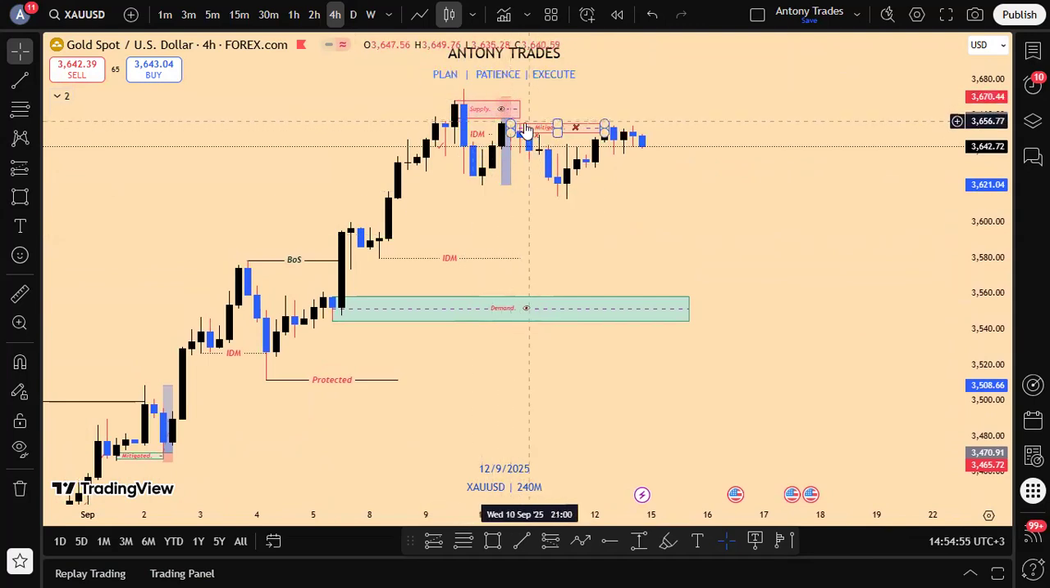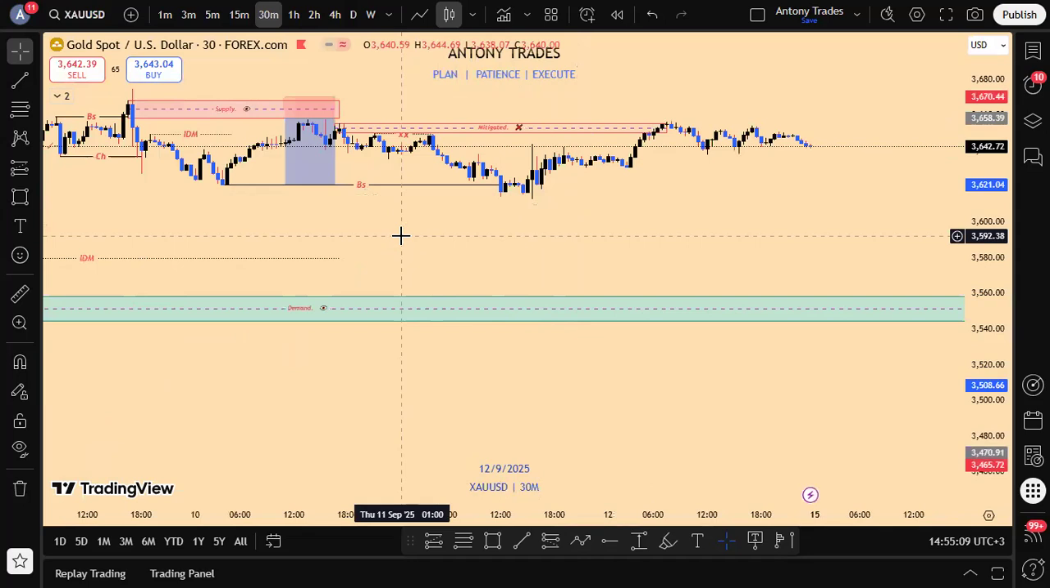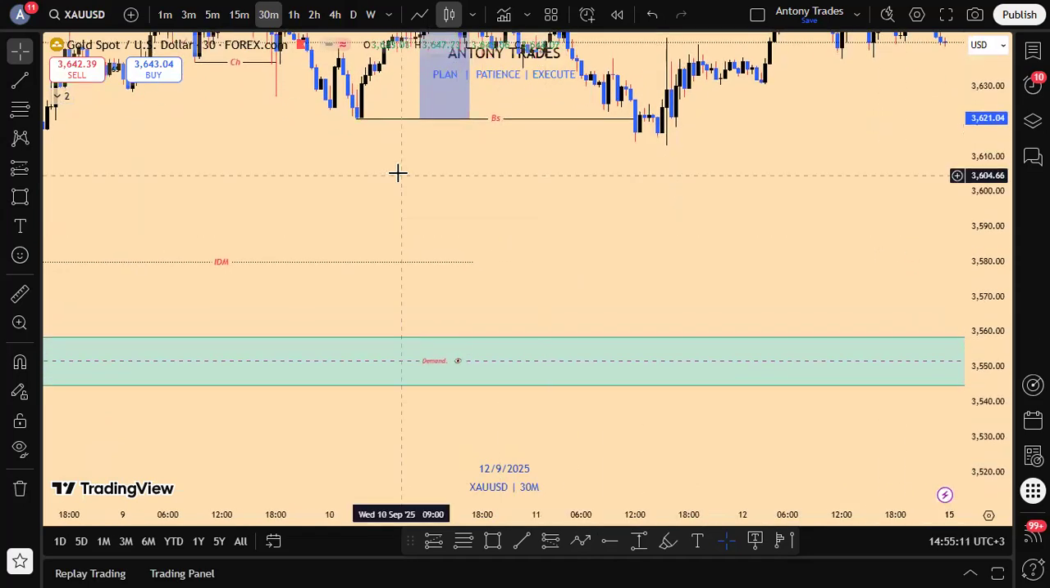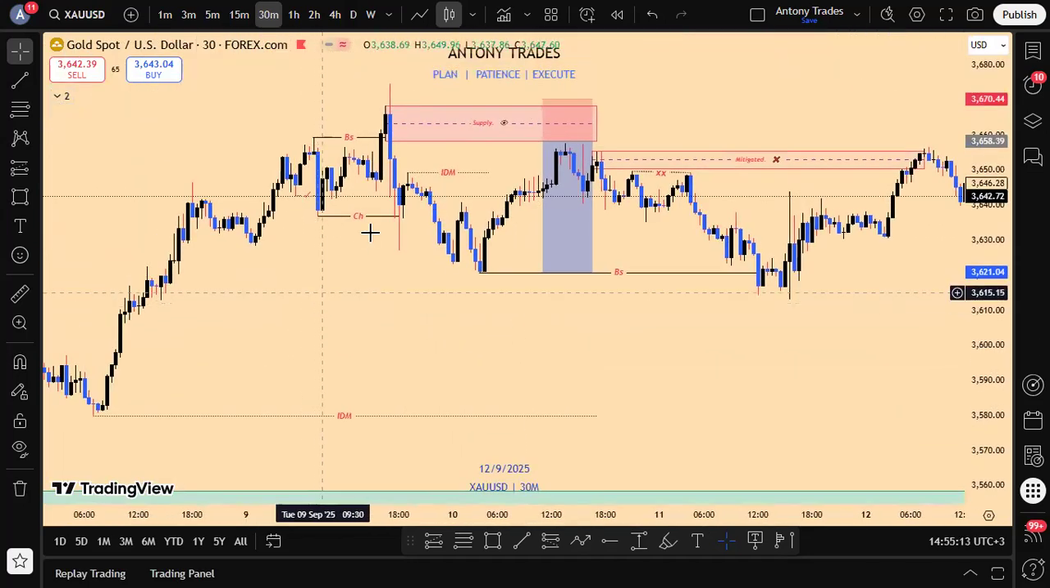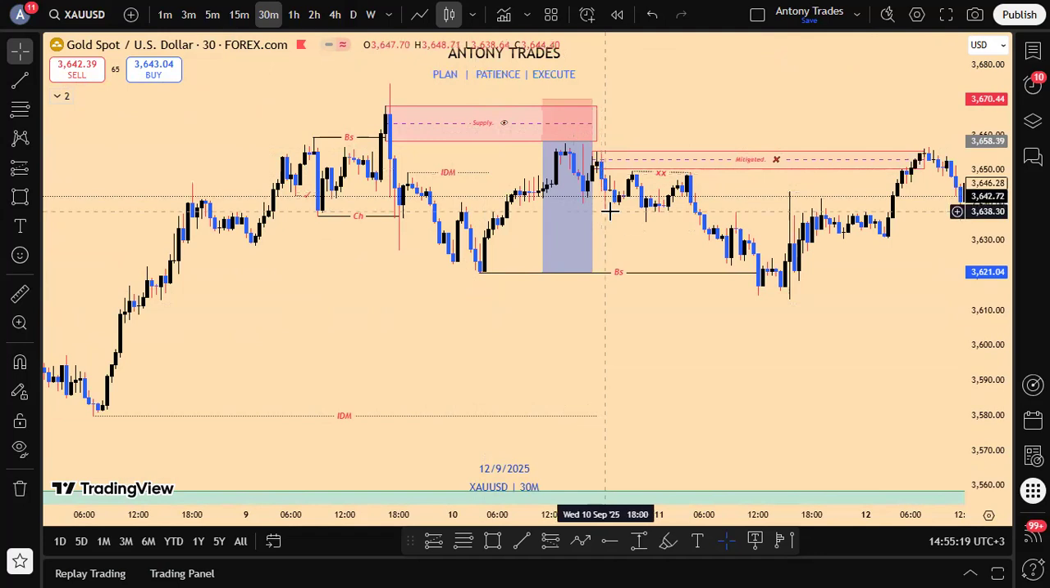So there is this setup that I shared on our previous update on our top-down analysis. We were expecting the gold to come to this area, but gold never tapped my point of interest. So it was a very nice trade, guys, but unfortunately, gold never tapped that supply zone. So I ended up missing the trade.